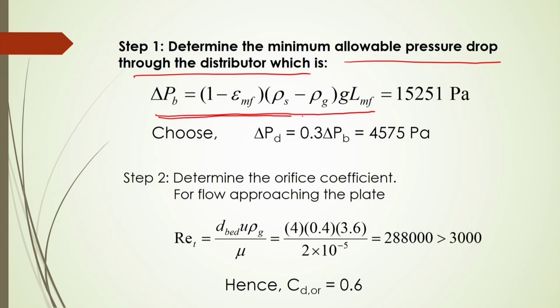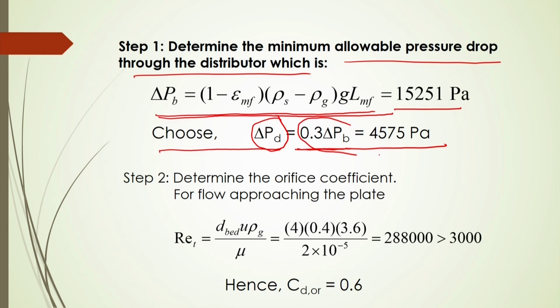What will be the bed pressure here? This will be equal to this, just after substitution of the data, and then choose what the delta PD should be. As per recommendation, it should be 30%, the average of 0.1 to 0.2. So, it will be 0.3 here, and as per this recommendation, you can see what the distributor pressure drop to be maintained should be.